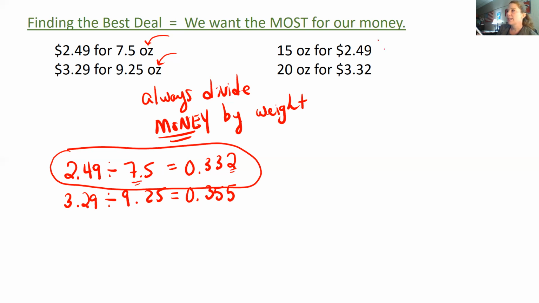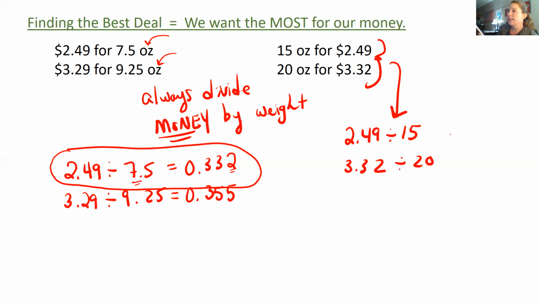All right, and then let's do this one. So we're going to punch in $2.49 first, even though it's written second, money always goes first. And for the second one, we're going to start with our money, divide it by 20. And let's see what our unit rate is. This one's almost 17 cents per ounce. And the second one is, it's the exact same price.